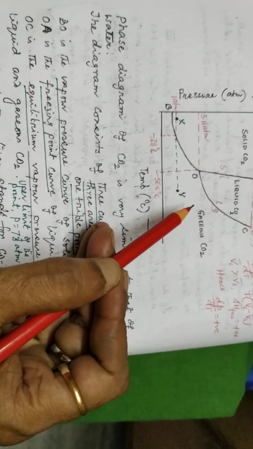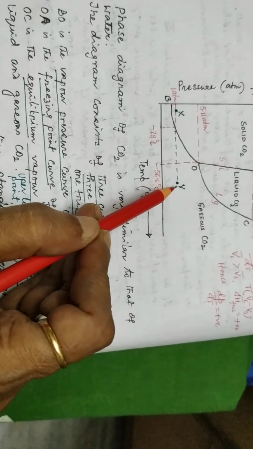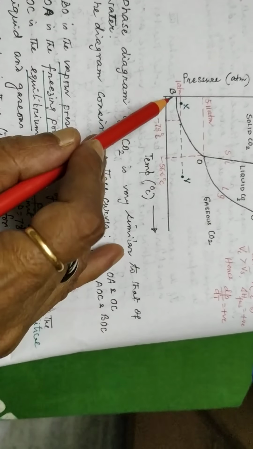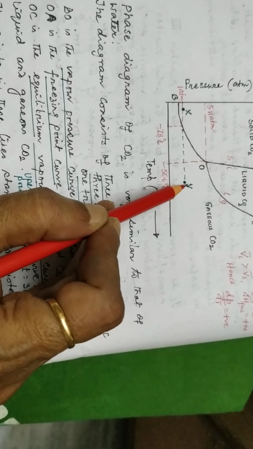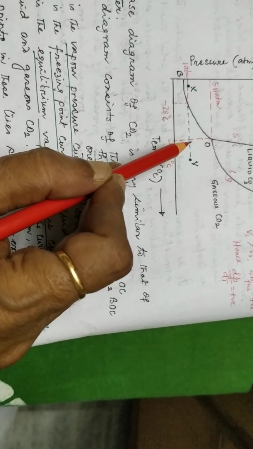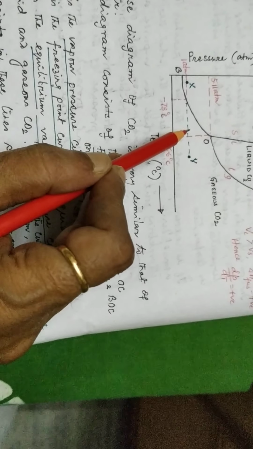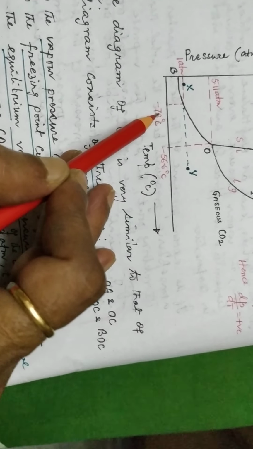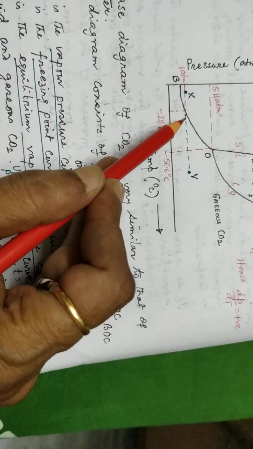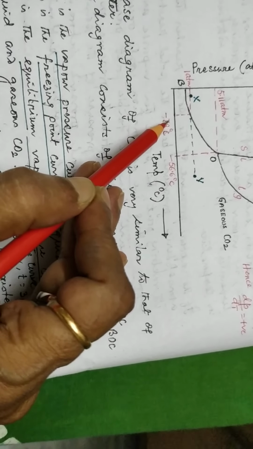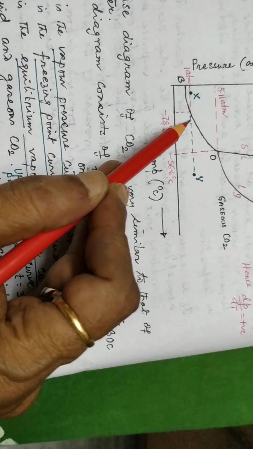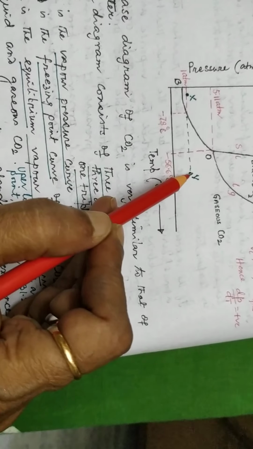Okay. Now if carbon dioxide gas at Y, at 1 atmosphere pressure, if we cool this gas at a constant pressure to minus 78.8 degrees centigrade, then carbon dioxide solidifies without appearance of liquid phase. Okay? So I think you could understand.